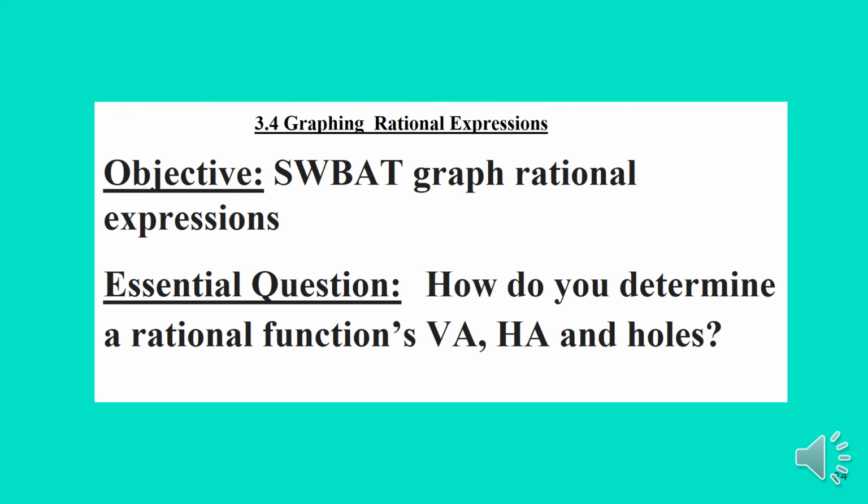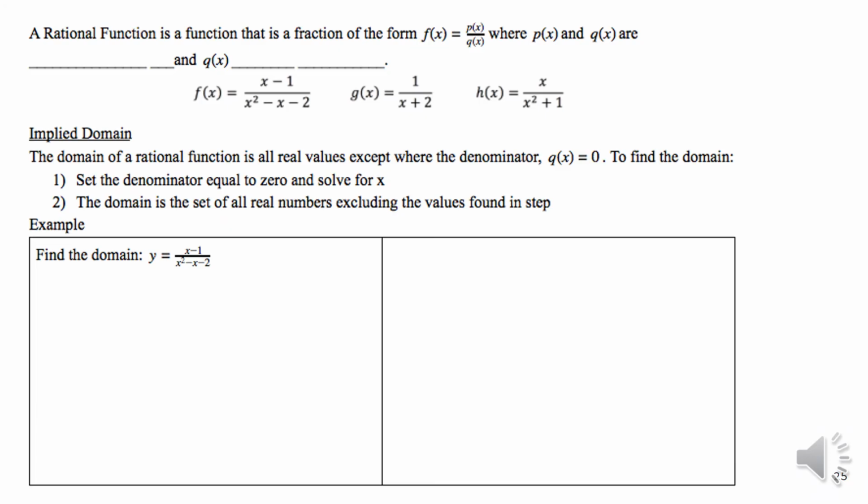In the last subunit, 3.4, students will be able to graph rational expressions and be able to determine the rational function's vertical asymptote, horizontal asymptote, holes, as well as the domain and range. So a rational function, again, is a function that has a fraction of the form p of x over q of x, where both the numerator and the denominator are polynomials, and the denominator is not 0.